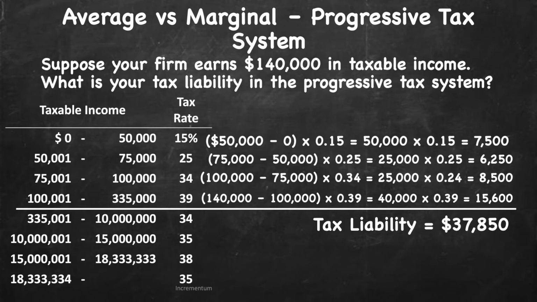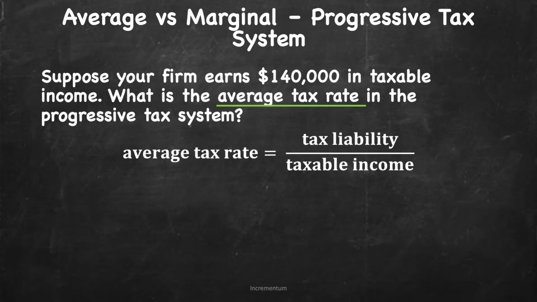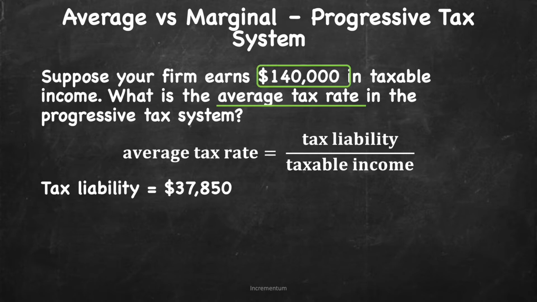This is our work from that previous video, and we calculated what we owe in each particular tax bracket. We added all of those tax liabilities together, and that gave us a total tax liability of $37,850. So if we return to our problem, our average tax rate is our tax liability divided by our taxable income, and we calculated in a previous video that our tax liability was $37,850. The problem tells us that our taxable income is $140,000.